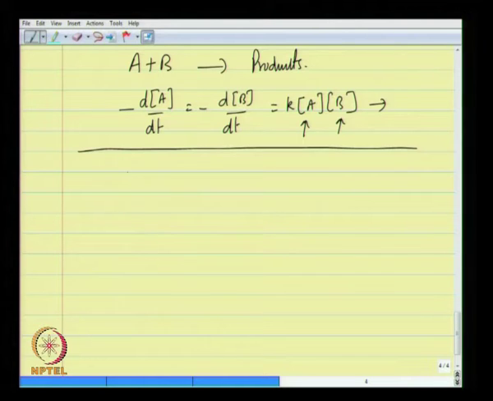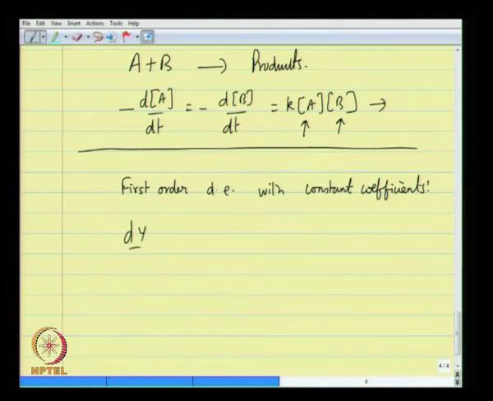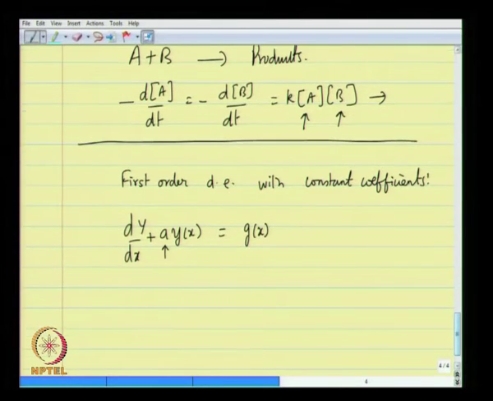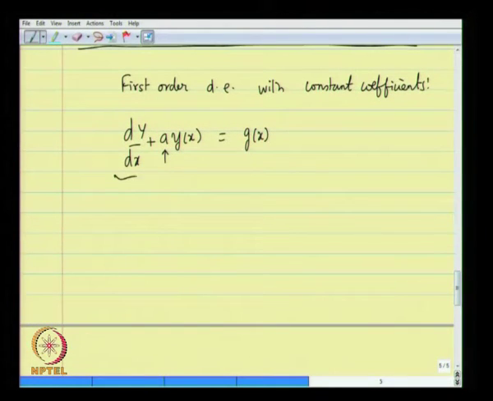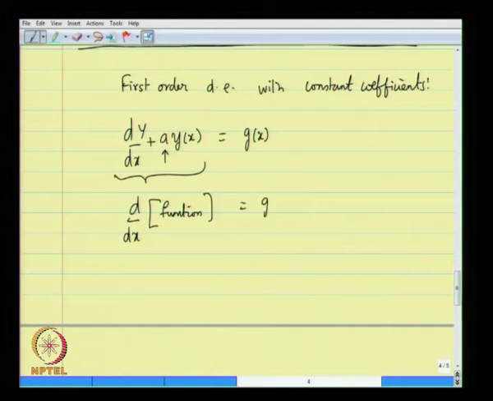The next that we can look at is the first order differential equation with constant coefficients, that is typically dy by dx plus a y of x, where a is the constant coefficient, is equal to some g of x. The solution is immediate in the sense that you write the left hand side as a simple function whose derivative gives you that and is equal to g of x. Then you can immediately integrate both sides and write the function is equal to the integral of g of x. Okay. But what is this function?